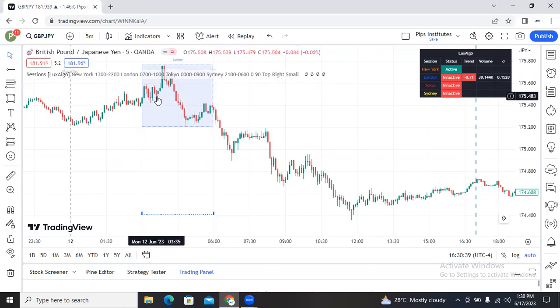This candle right here is where the change of character is, but the candle did not come back to this fair value gap region. It just swept down across. So there was no trade entry around this level, so we look for more setups. Let's look for more setups.